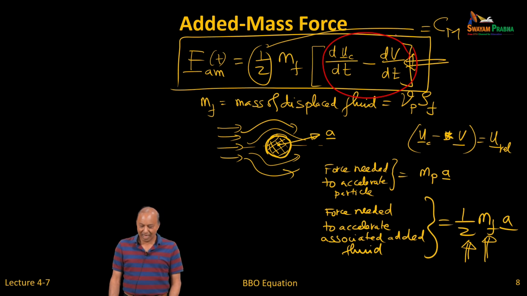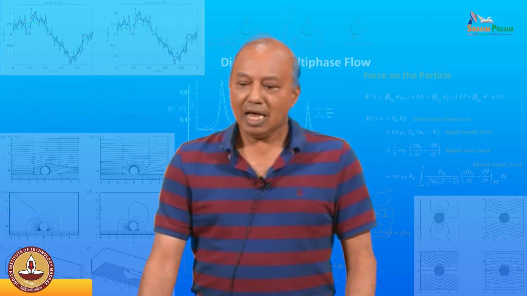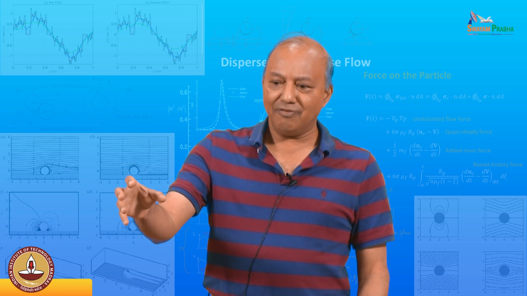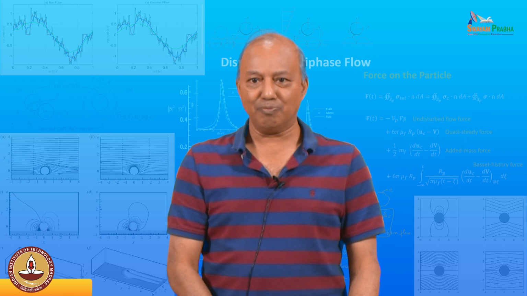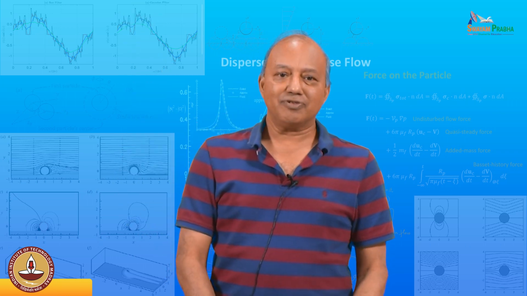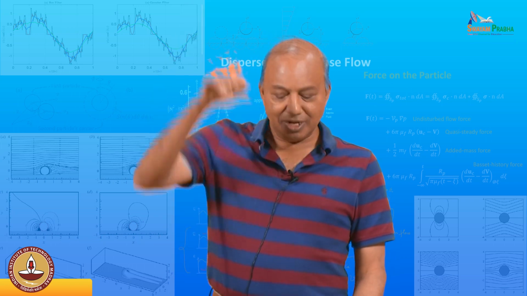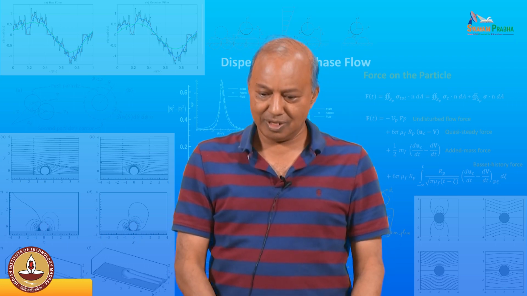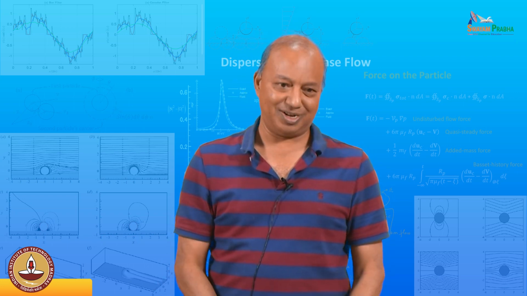Now, what is the meaning of this added mass force? When you think of a swimming pool and you have a ball, a particle, and you drag it in the swimming pool, versus the force you have to exert when the particle is in a vacuum. If it is in a vacuum and you want to accelerate the particle, how much force should you apply? Very simple, mass times acceleration, Newton's law.